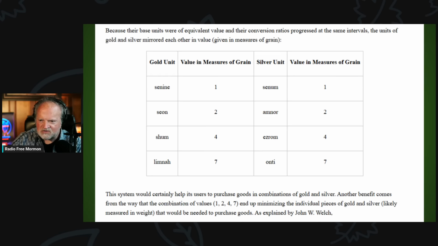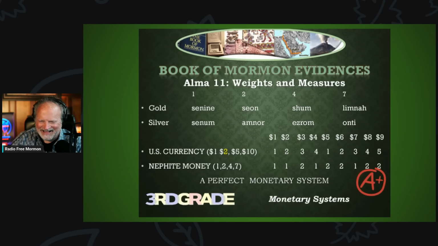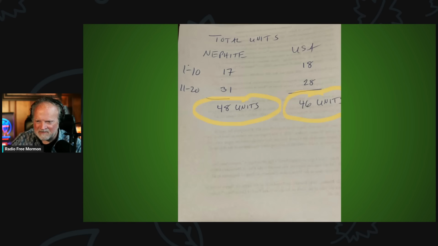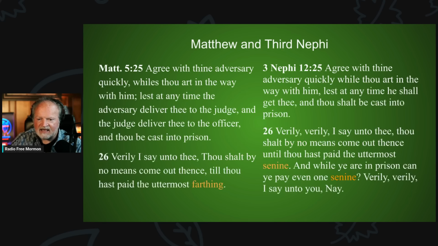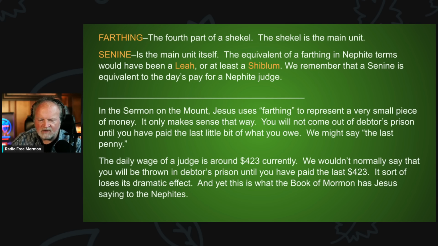Maybe that's the part where it wasn't translated correctly. No, that's supposed to be the Bible. Okay, so he has senine instead of leah. And once again, here's what I wrote. A farthing is the 4th part of a shekel. The shekel is the main unit. That's in the Hebrew system, right? So that's what Jesus says in the Sermon on the Mount in Matthew. But the senine is the main unit itself. The equivalent of a farthing in Nephite terms would have been a leah, or at least a shiblum.